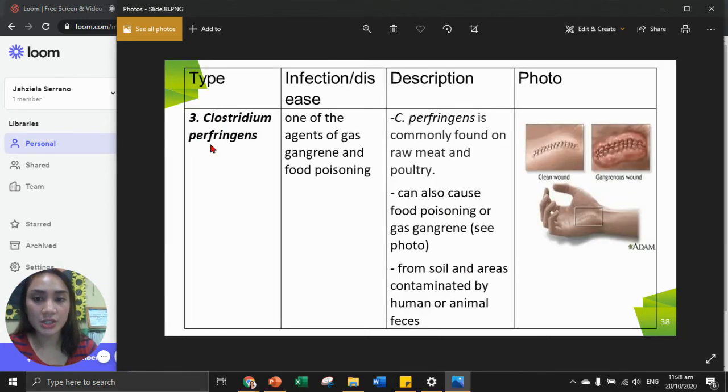Next is Clostridium perfringens. So, this is one of the agents of gas gangrene and food poisoning. So, what is gangrene? Ito yung sugat na parang hindi na gumagaling, no? This is very common by the time ng World War II, kasi if you have watched Wonder Woman and other war movies, meron sila usually trenches. So yung trenches is yung hukay na malalim na kasya yung tao. So doon nagtatago yung mga soldiers by the time sa front line ng war.